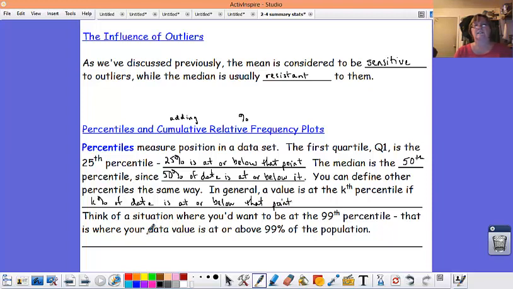So you think about this. A situation where you'd want to be at the 99th percentile. That would mean that your data is at or above 99% of the rest of the population. I can think of several places I'd like to be at the high end of the spectrum, like perhaps IQ, I wish, but I'm not quite there. What else? Where else would you like to have almost everybody else in the whole world be below you? Some people might think income, right? We'd like to have 99% of the people in the world have less than our income, right? Although they say money doesn't buy everything.